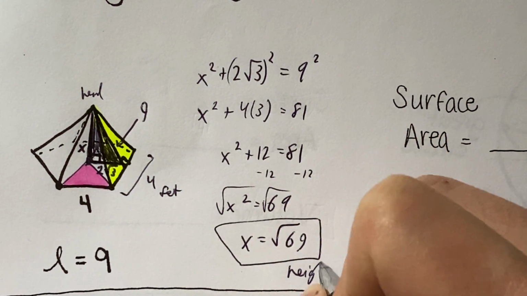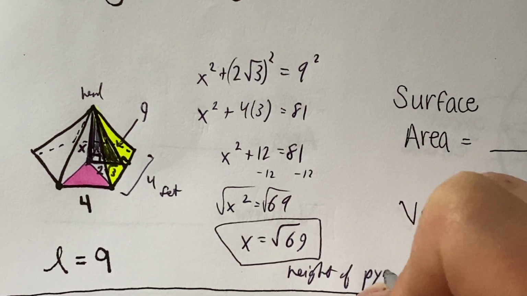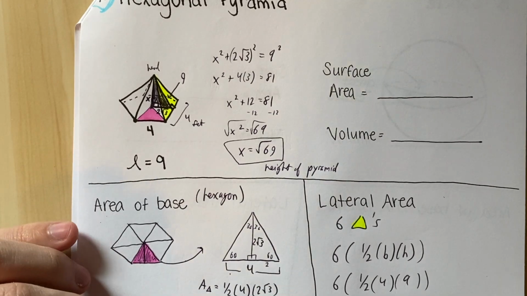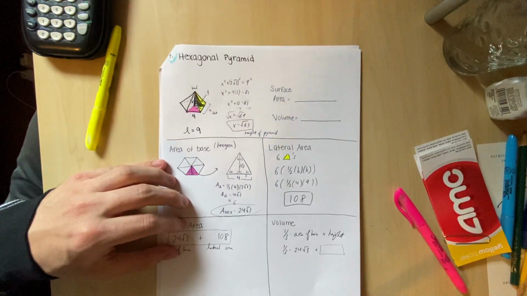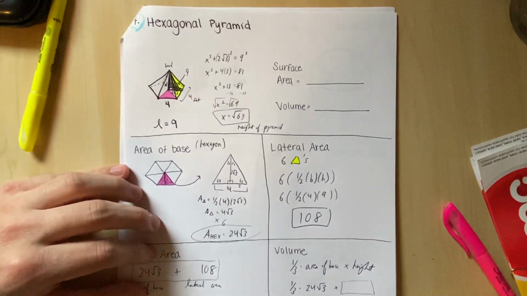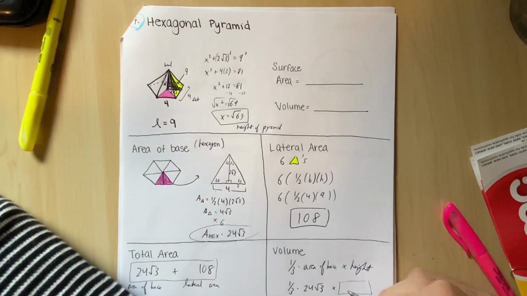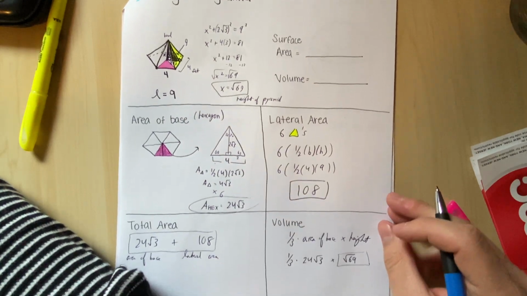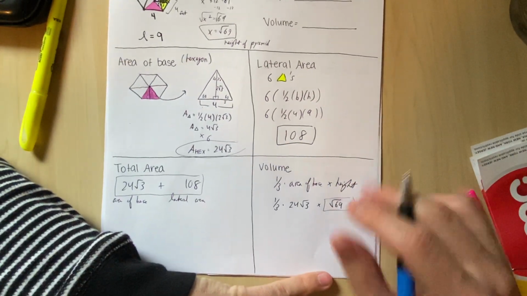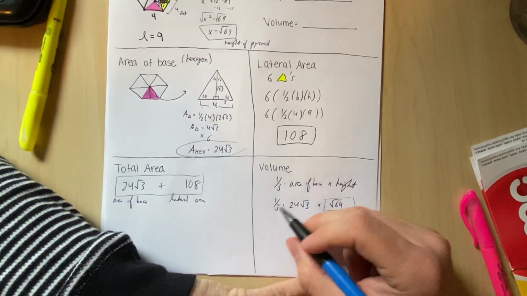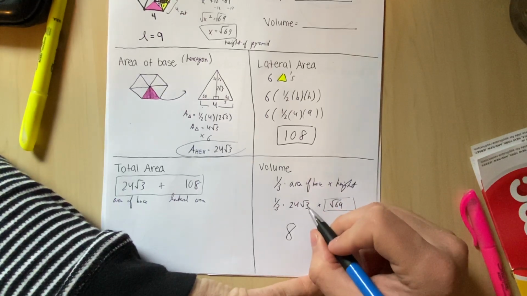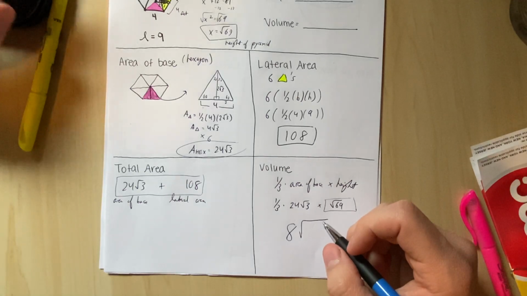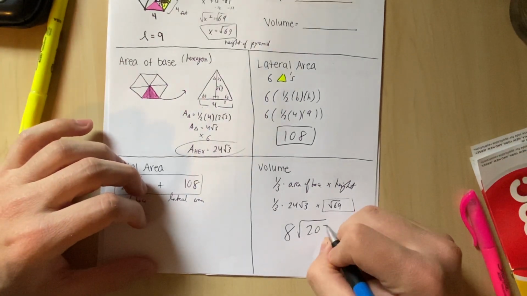This is the height of the pyramid. Okay, so there's the height. And then at that point, that's our height here. And the volume, 1/3 of 24 is 8. Square root of 3 times square root of 69. We're just going to leave it like this. Square root of 207.